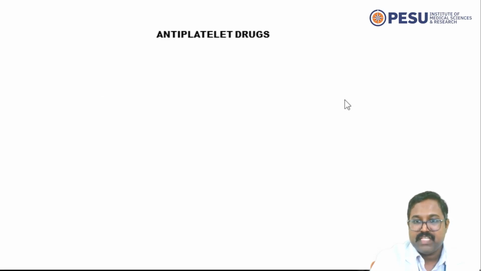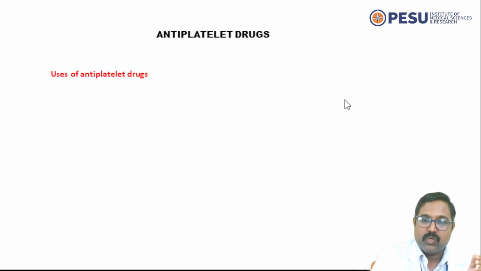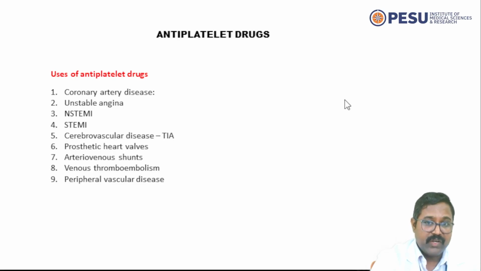And coming to the end of these antiplatelet drugs, so in general, what are the uses of antiplatelet drugs? They are used in coronary artery disease, unstable angina, STEMI, NSTEMI, cerebrovascular diseases like the transient ischemic attacks, prosthetic heart valve, atrial fibrillation, venous thromboembolism, along with the heparin in case of peripheral vascular disease. And main adverse effect associated with antiplatelet drugs will be your bleeding.